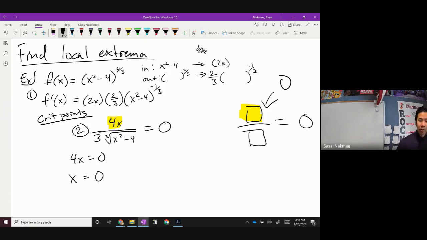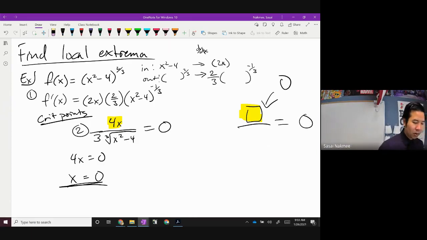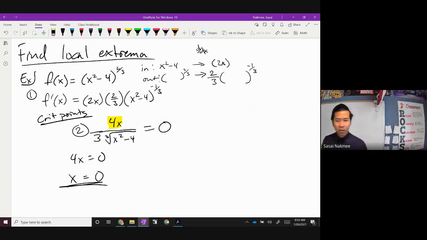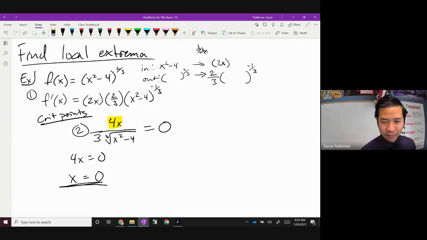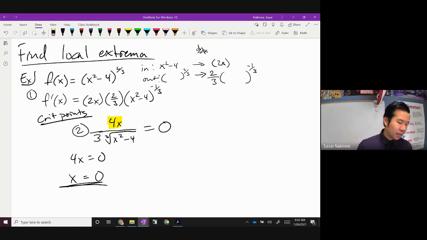That is one critical point that I've found. There's a couple more. Anyone else know where else I can find critical points? It's not only when the derivative is equal to 0. Do you know where else critical points occur? You guys remember? We talked about this a couple times. Critical points don't only occur where the derivative is equal to 0, but it's also where the derivative is not defined. That's right, Monica. It's where the derivative is not defined.